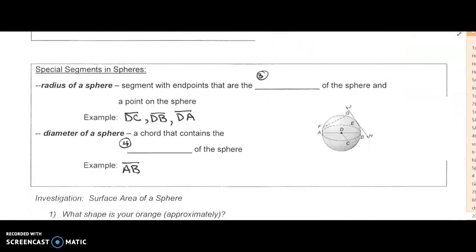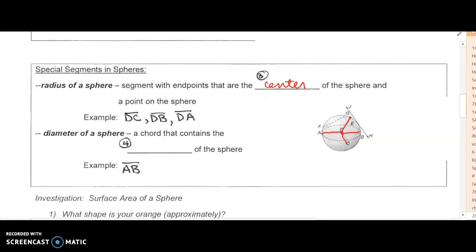Okay, some other terms. The radius of the sphere is a segment with endpoints at the center of the sphere and a point on the sphere. So we've got DC and DA and DB. Those are all radii of the sphere. They don't have to be in the great circle. You could also have a radius going up here.